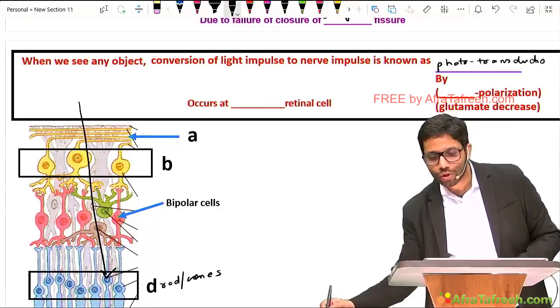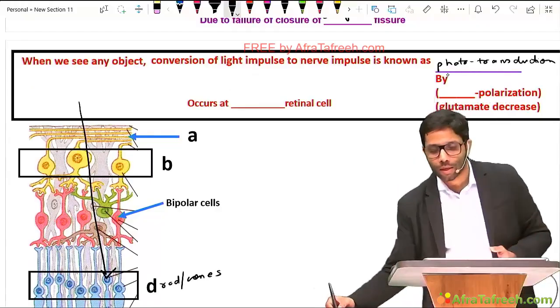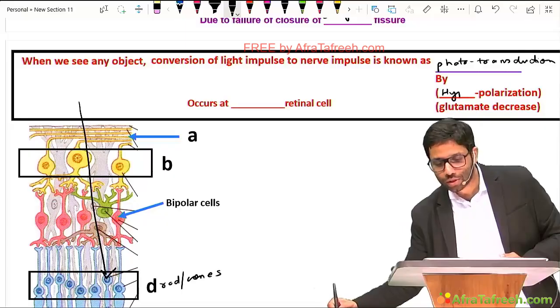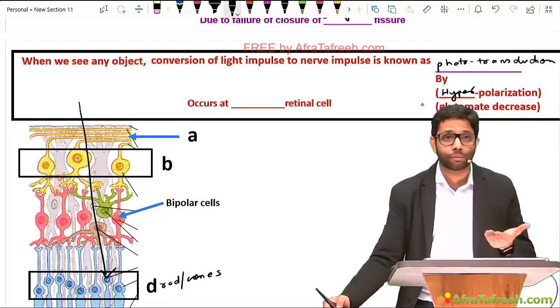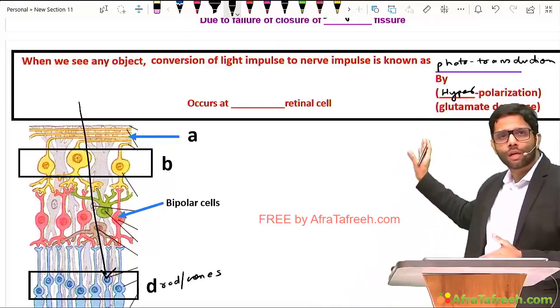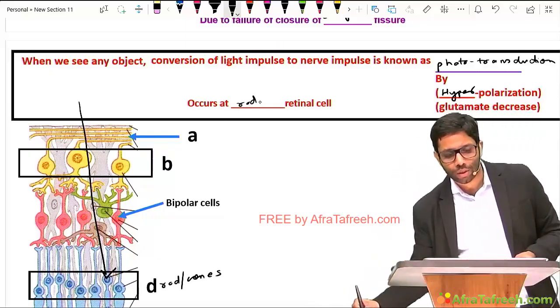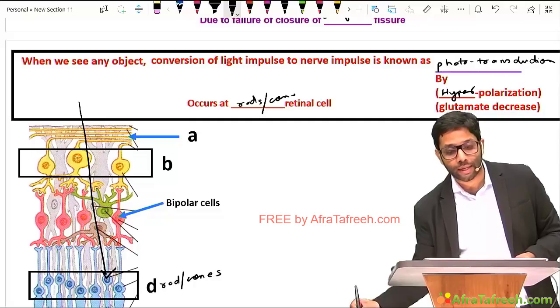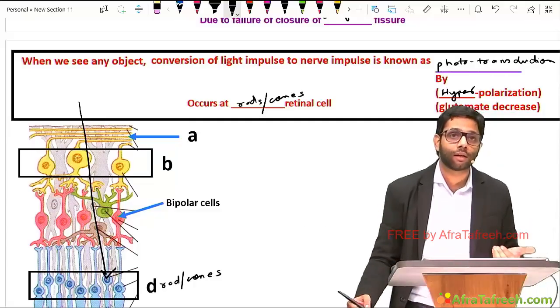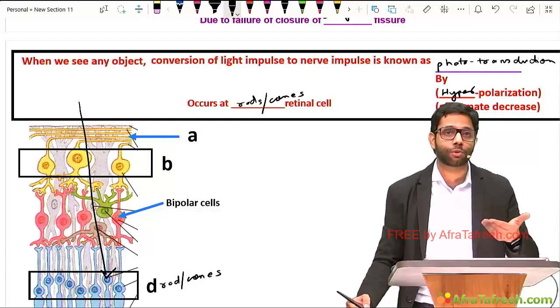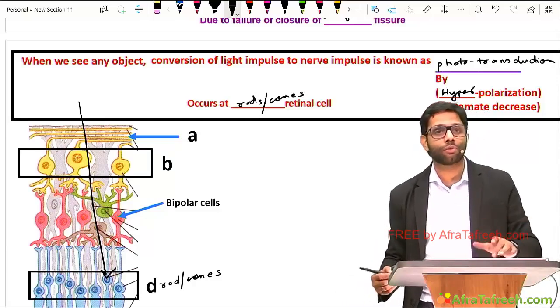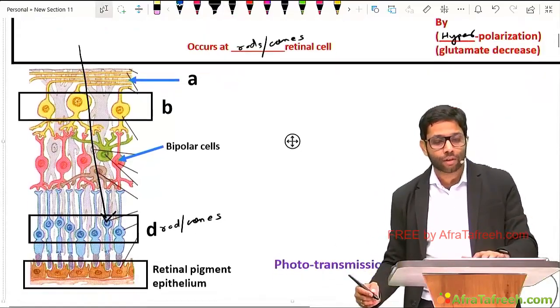And this is physiologically happening at rods and cones by hyperpolarization happening in light, because light impulse is converted to nerve impulse. Glutamate physiologically is decreased, occurs at rods and cones. Rods work at night, cones work in light. Night vision is because of rods, light vision, day vision because of cones. Happening at rods and cones.